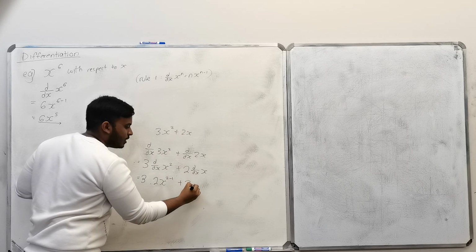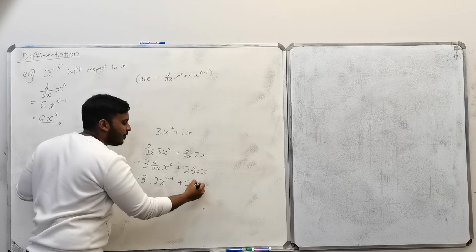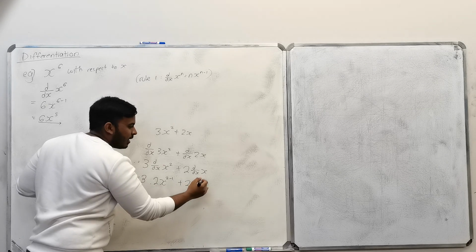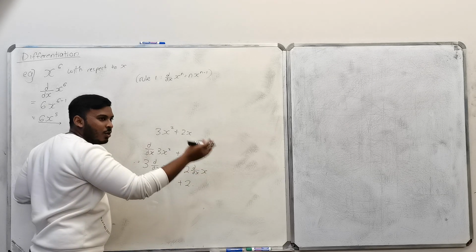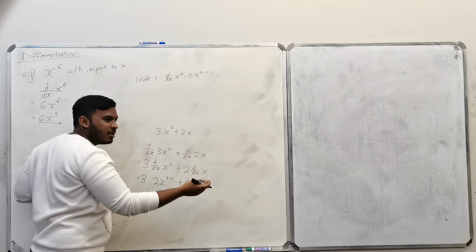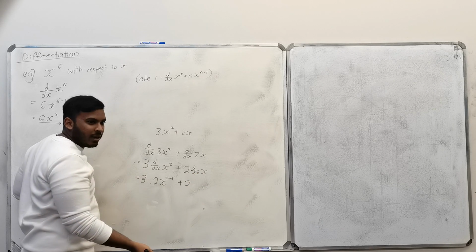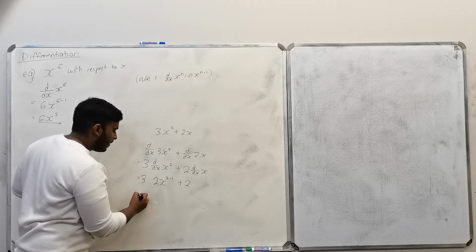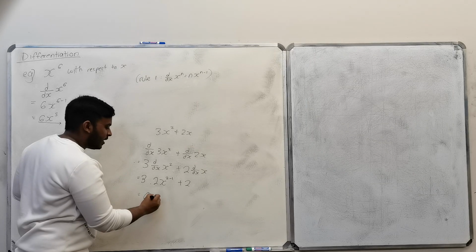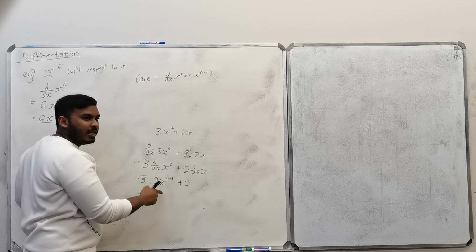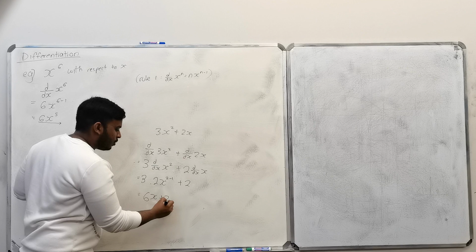Plus 2 times, using rule 1, it would have come out to 1 times x to the power 1 minus 1. X to the power 0 is 1. So it would have just come out with that. Agreed? 3 times 2 is 6x, because 2 minus 1 is 1, plus 2.